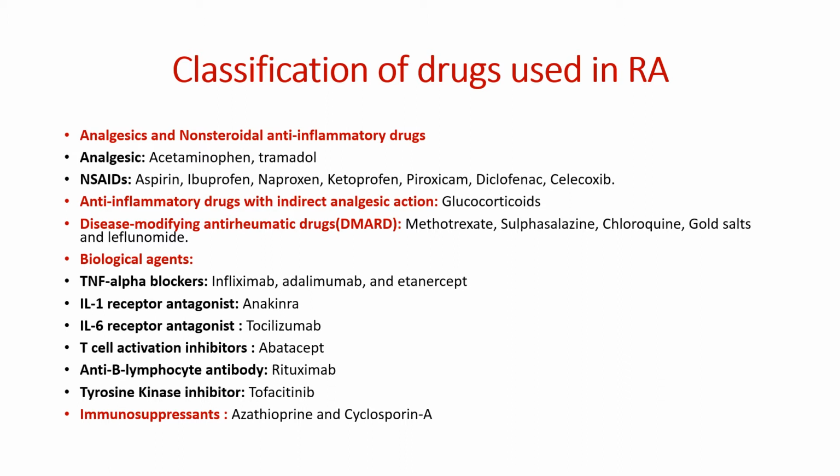NSAIDs work by inhibiting cyclooxygenase enzyme isoforms, that is COX-1 and COX-2. COX-1 is expressed by many cells, whereas COX-2 production is usually increased at site of inflammation. Side effects with chronic use of NSAIDs include gastrointestinal irritation, rashes, fluid retention, and the potential for renal toxicity.